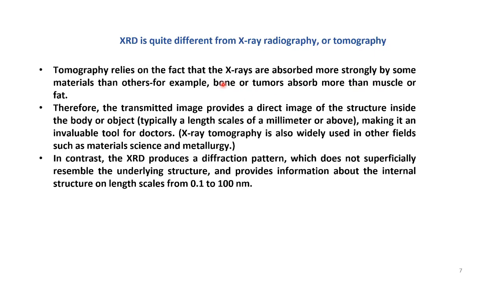In that case, we are able to see the contrast and see the bone and tumor present in the body, because density is high in the case of bone and tumor. That's how we are able to differentiate between the bone and the muscle. Therefore, the transmitted image we get provides a direct image of the structure inside the body of the object.